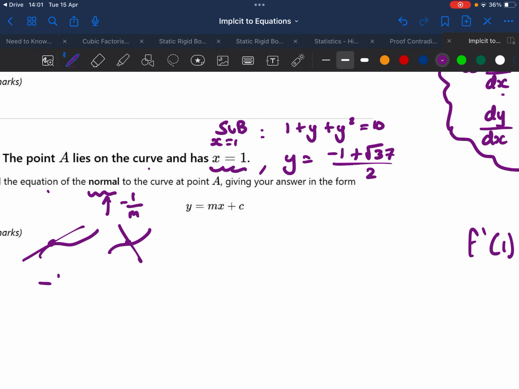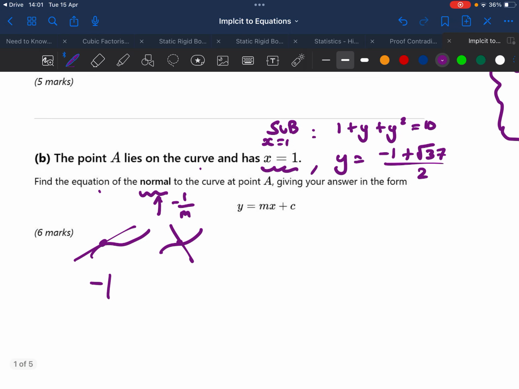However, that's the tangent, okay? The tangent is giving you a gradient of minus 1. So how do you get the normal? You do the negative reciprocal. You do minus 1 over the answer, which just so happens to be minus 1. So the gradient of the normal actually ends up being a positive 1.